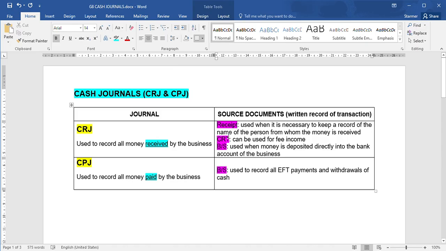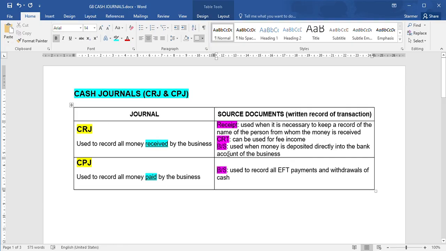Okay, in the cash receipts journal, there are three options here depending on what has happened. The first one here we call a receipt. That is used when it's necessary to keep a record of the name of the person from whom the money is received. So if someone comes into the business and we need to know their name, we're going to give them a receipt. Other times people come into the business and instead of writing out a receipt, we just give them a till slip. So CRT stands for cash register tape, and that is simply a till slip.